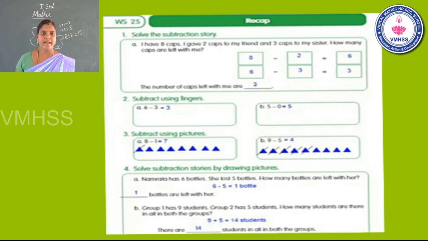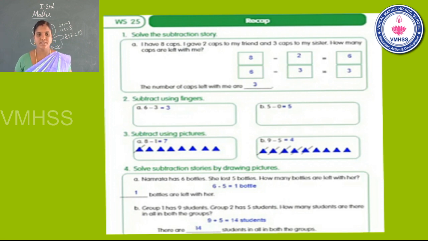Okay, look at the slide properly, students. Next, step 1 answer 6 minus 3. 6 minus 3 gives us 3. The answer is 3. The number of caps left with me is 3 caps.